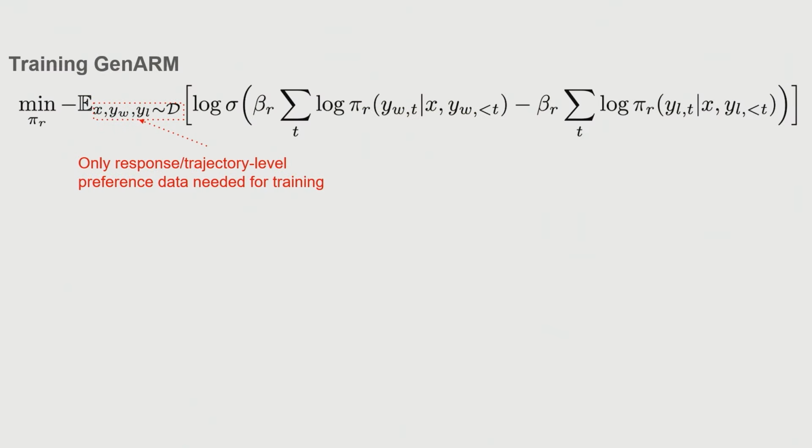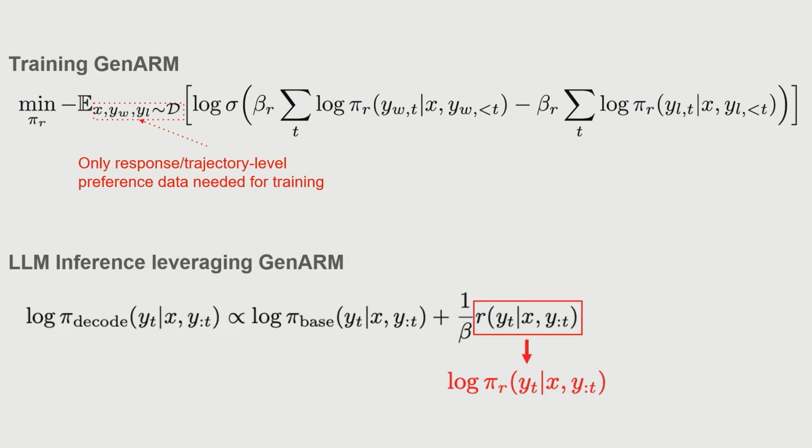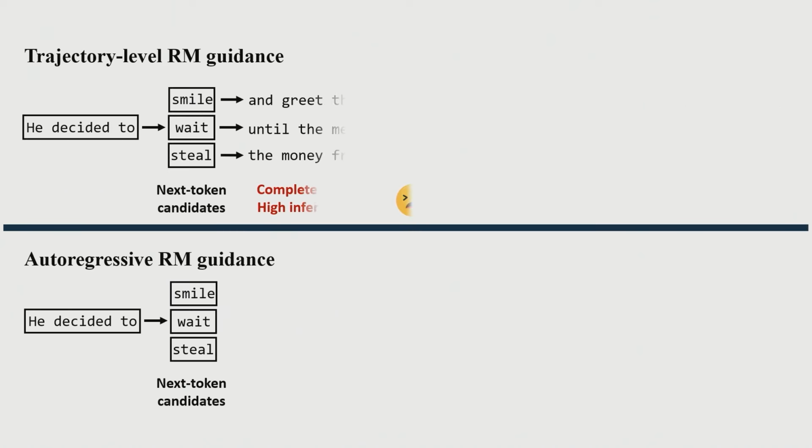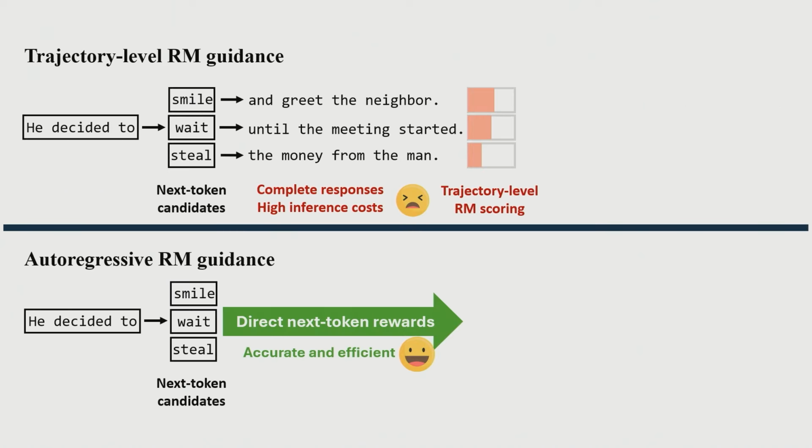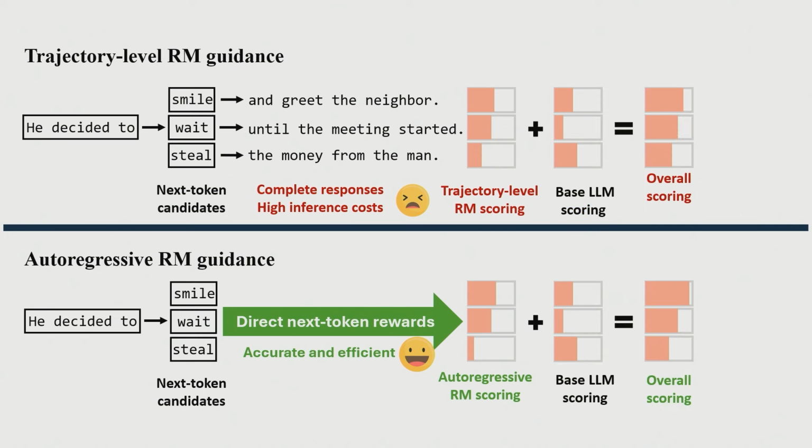Training is very simple. You only need trajectory-level preference data, just like how you would normally train a reward function for an outcome reward function. And inference is even simpler and very efficient. Just do next-token prediction right away. So here is a visualization showing how you can very efficiently do this next-token prediction using this reward.